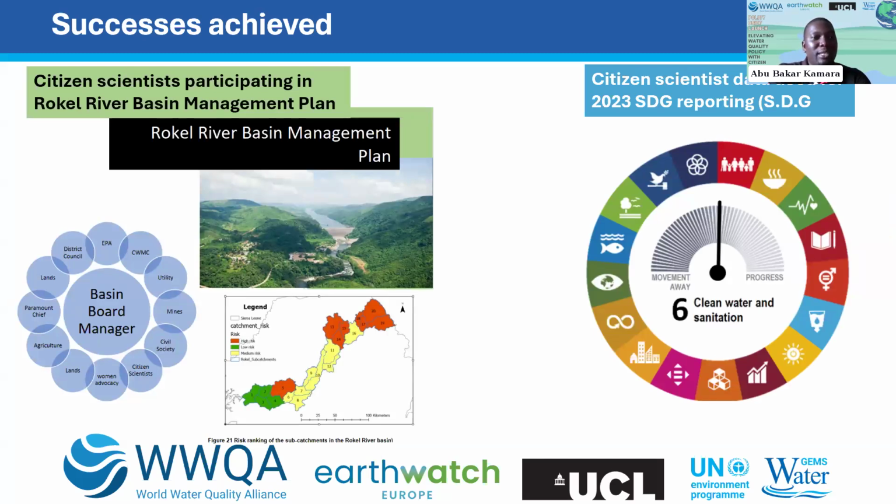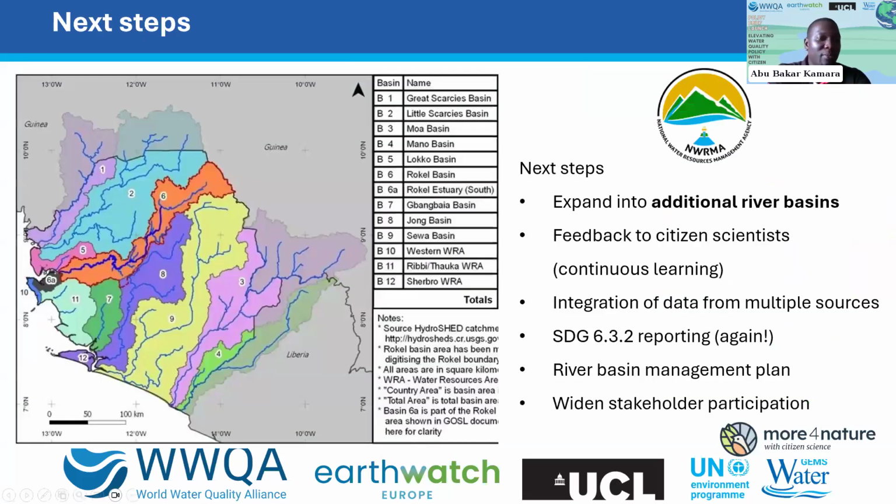Again, the success that has been achieved so far is that when we integrate citizen science, it helps us to develop the Rokel River Basin Management Plan. And as you saw in the previous slide, the data was used for the first time in 2023 for SDG reporting. So this will be carried over and over again. So next slide, please.